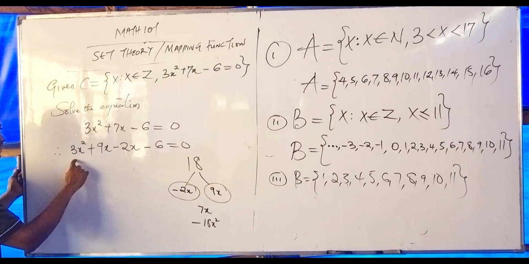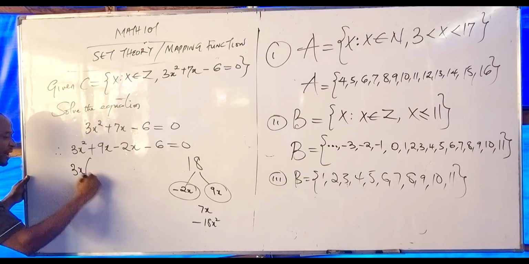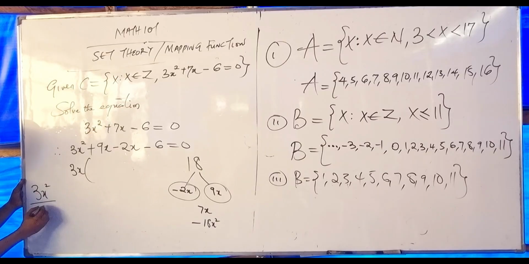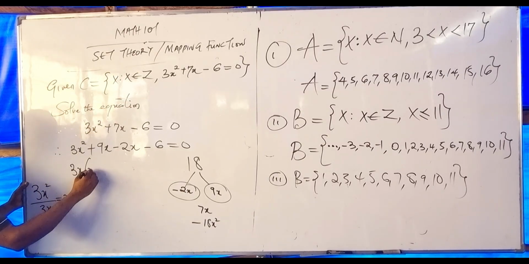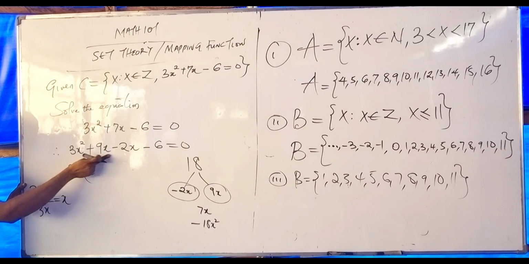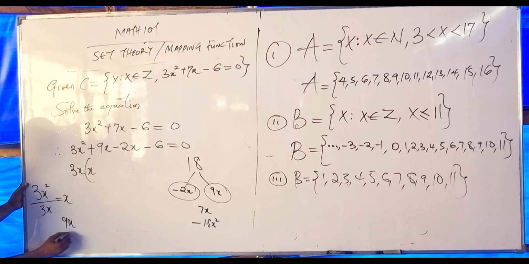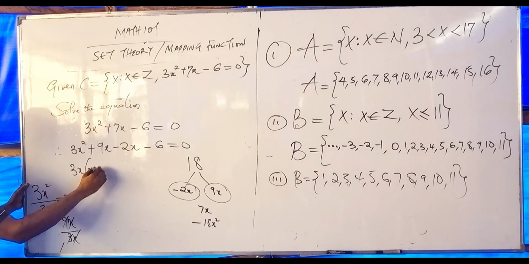So what is common between these two terms? 3x is common. In brackets, when you divide 3x squared by 3x, what's remaining here is x. Divide 9x with 3x. X cancels x, Abi. 9 divided by 3 is 3, so what will be here? Plus 3.